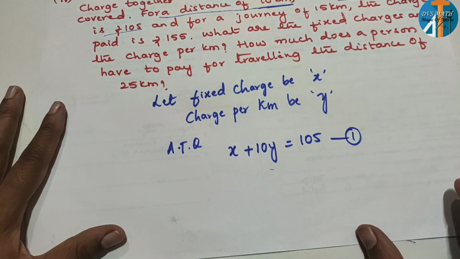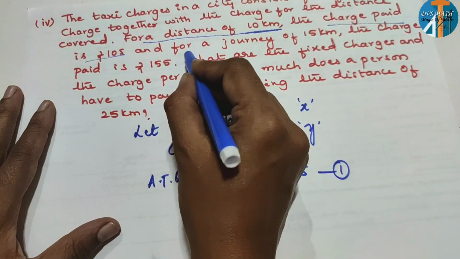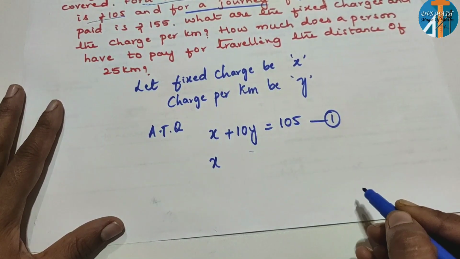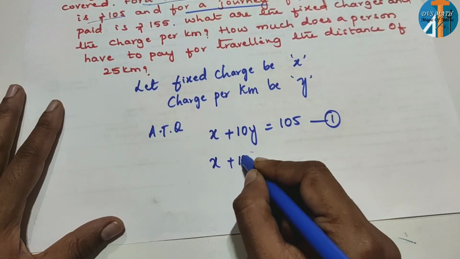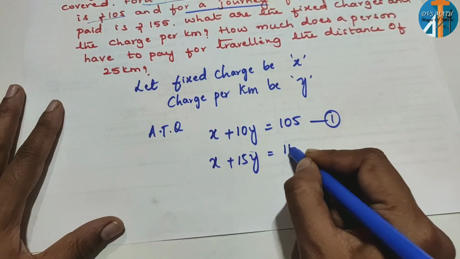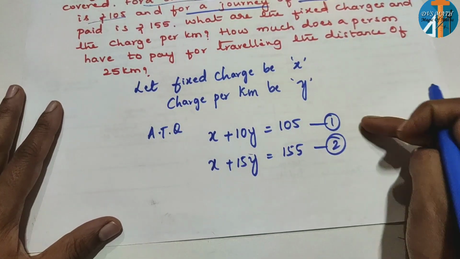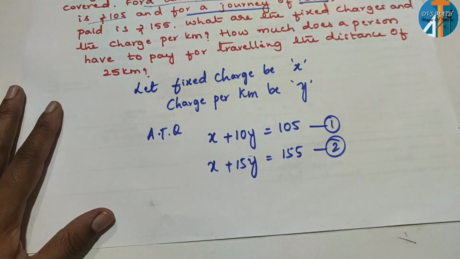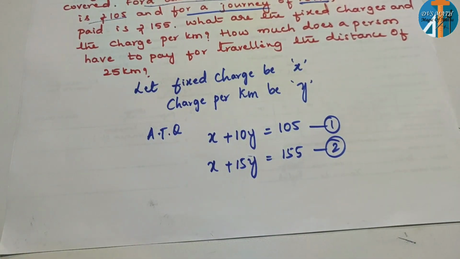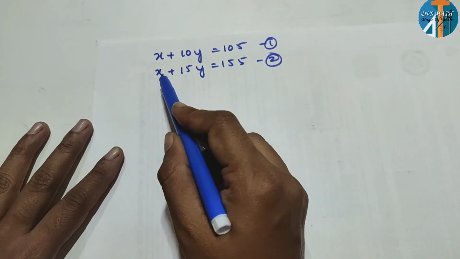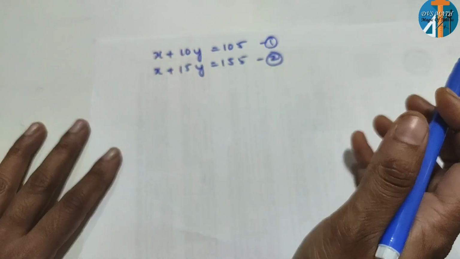Consider it as equation 1. Then what is our next one? For a journey of 15 kilometers, that means again fixed charge is X. How many kilometers? 15 kilometers is equal to 155. Consider it as equation 2. Now if we solve these two equations, we will get the fixed charge and the charge per kilometer. The two equations are: X plus 10Y is equal to 105, X plus 15Y is equal to 155.